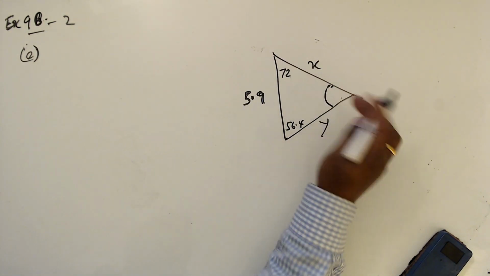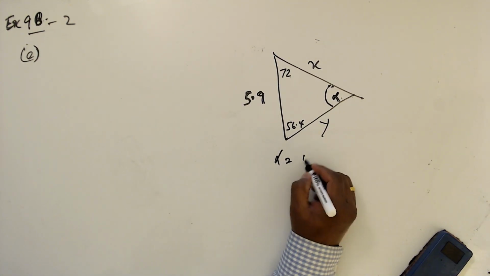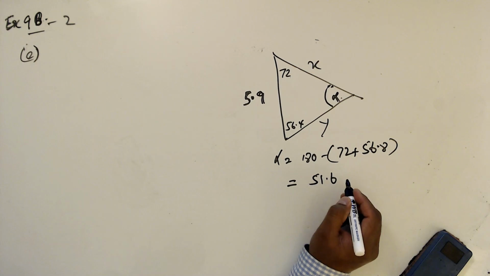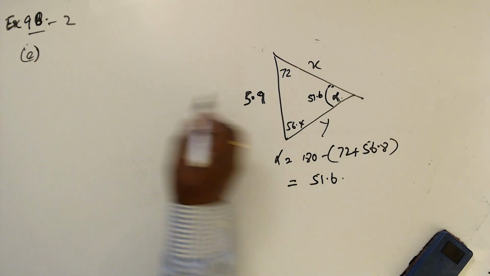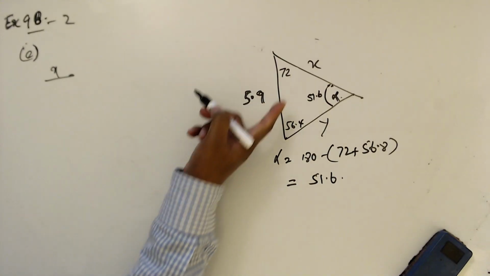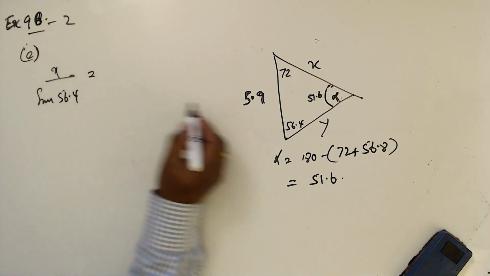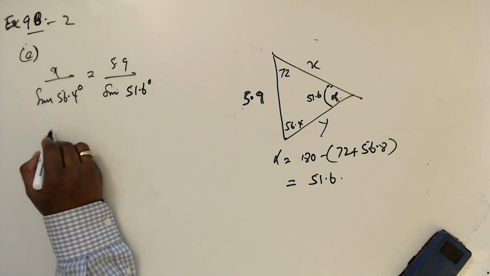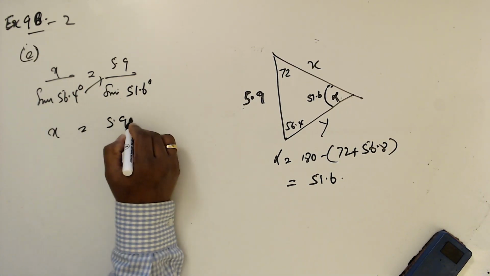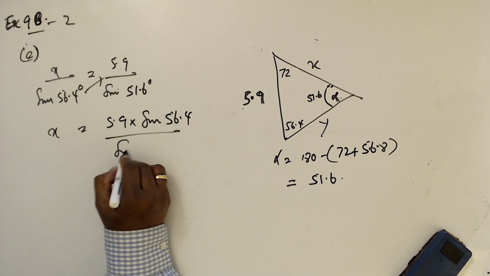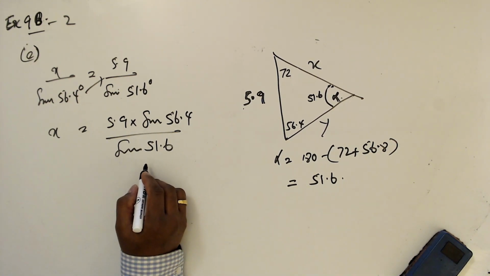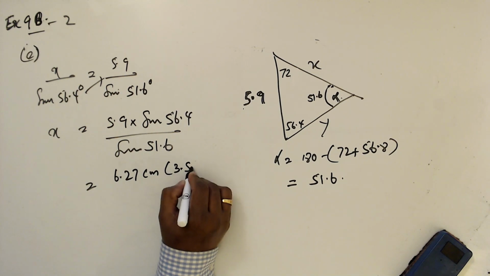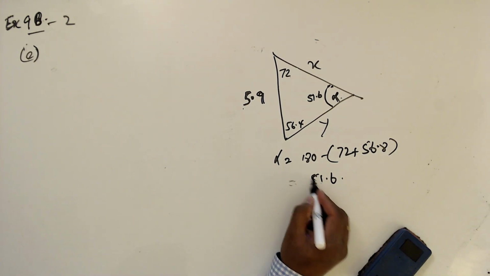Question E. I'll take this as alpha. Alpha equals 180 minus (72 plus 56.4), which is 51.6. So now this is 51.6. Now we need to find x. x over sine 56.4 equals 5.9 divided by sine 51.6. So cross multiply: x equals 5.9 times sine 56.4 over sine 51.6, which is 6.27 to 3 SF.